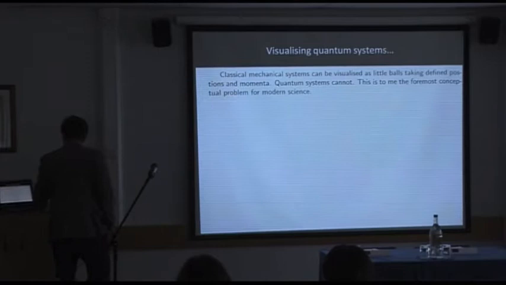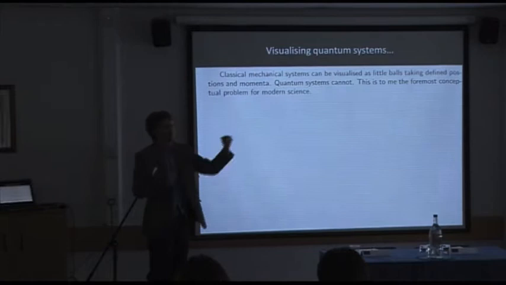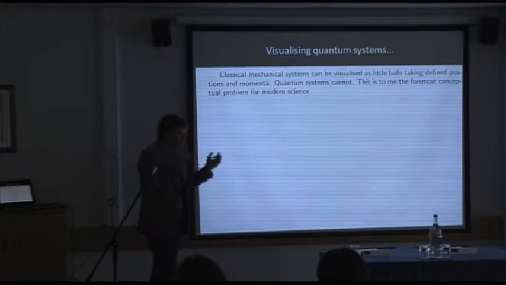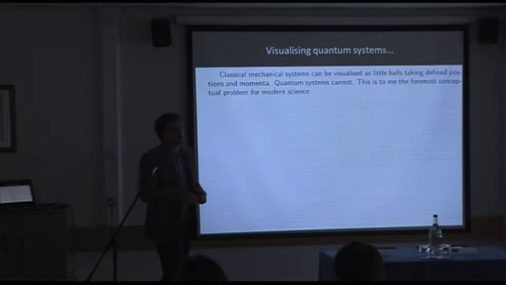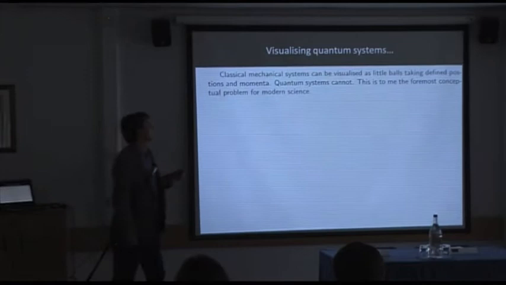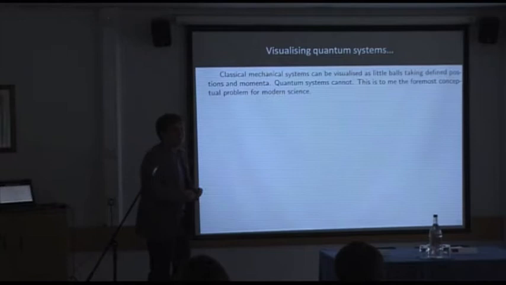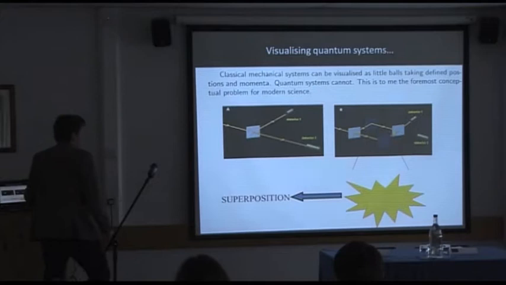Now, the other part about quantum theory, which is very important here, is visualizing. In classical mechanics, it's very neat because you can imagine that systems are like little balls that have well-defined momenta and positions. And it's very neat because you can visualize, for example, even though you can't see, say, the atoms in a gas, you can visualize the pressure as little balls hitting the wall and pushing on it, right? But in quantum theory, we don't have this nice picture. And to me, this is actually the major conceptual problem in quantum theory and therefore for modern science, that quantum systems are not little balls. But what are they? I don't think we really know. So here's just another example that people often use. You imagine a beam splitter.